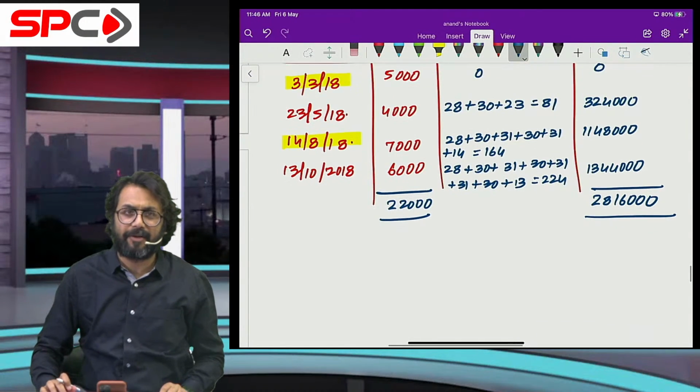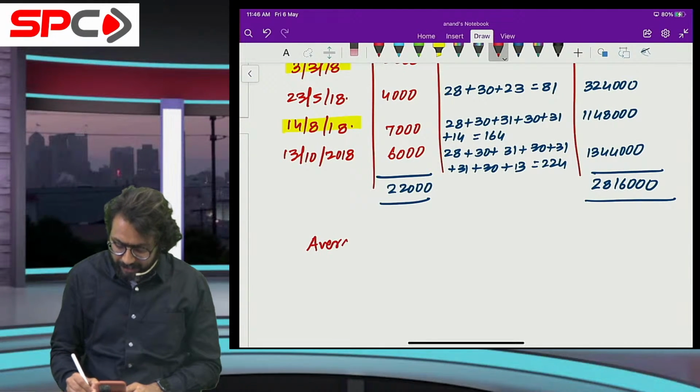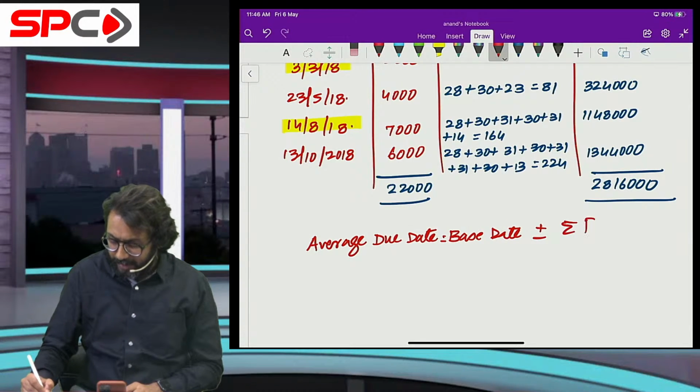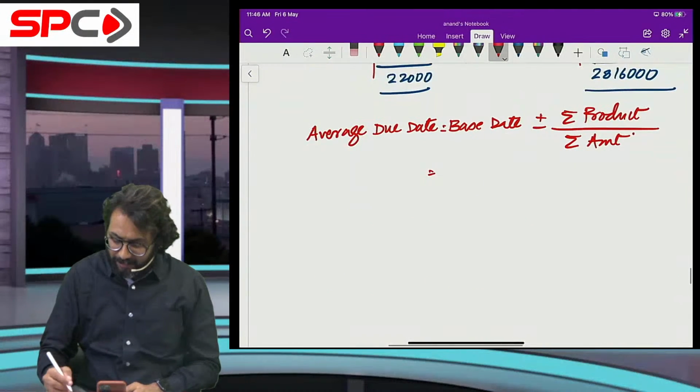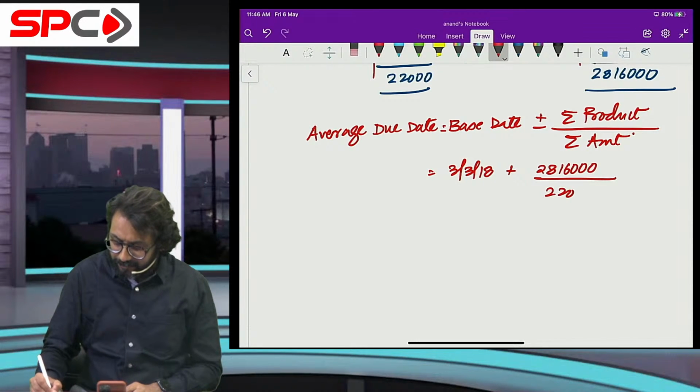Now I calculate the average due date. Average due date is equal to base date plus summation of product divided by summation of amount. So what is the base date, friends? It is 3rd March. 3rd March 18 plus 28,16,000 divided by 22,000. I'll write down 128 days.